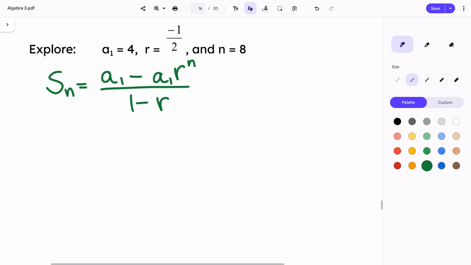How do you do the S? You don't need the S. You just need to work on the fraction part. The S just stands for the sum, so that's just like what the answer is.